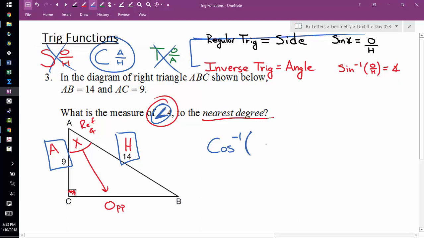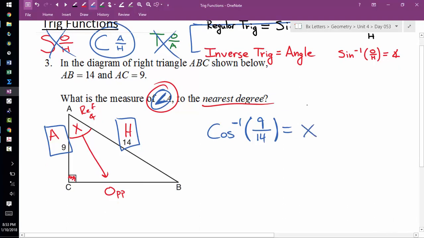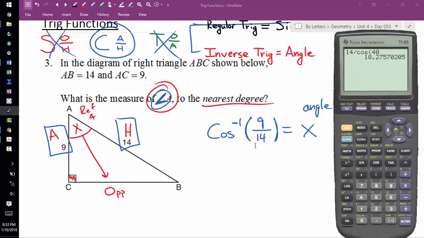And that's going to be applied to the ratio adjacent divided by hypotenuse. My adjacent is 9, my hypotenuse is 14. And when I'm done with that, that will spit out my angle. That will tell me the value of angle A, which I'm calling X here. So this is fairly straightforward. I just input that information into my calculator.